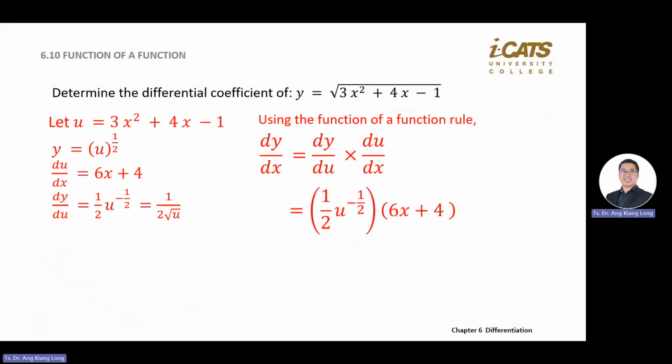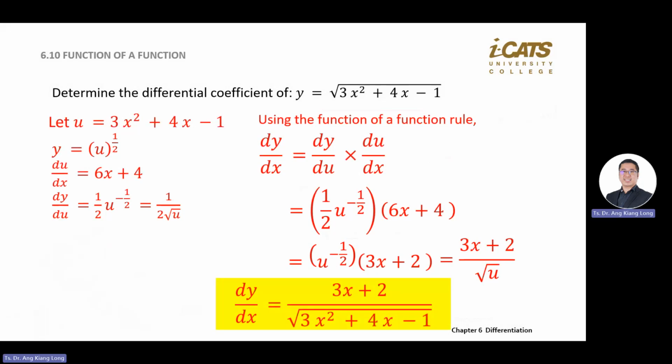Then substitute from here, du dx. So here you can cancel the 2. You can factor the 6x become 3x, 4 become 2, by removing the 1/2. Then at the end you substitute back, like this. The final answer will be like this.